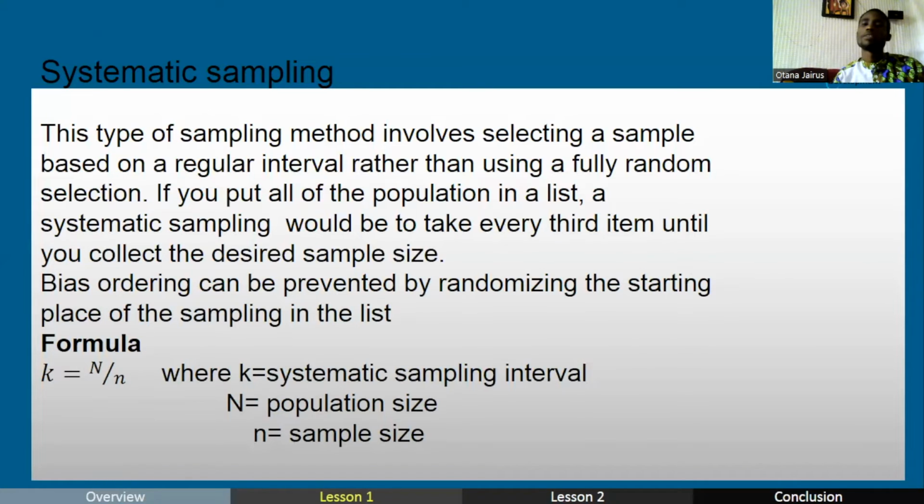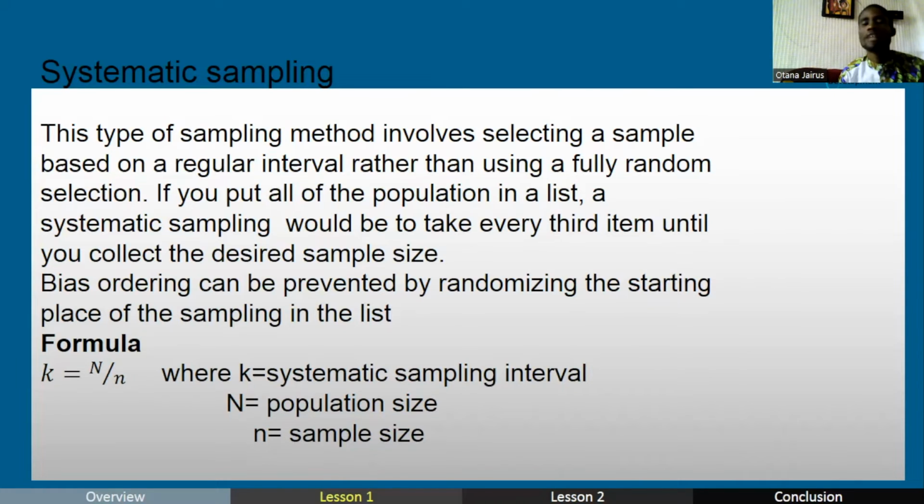The last type of sampling we call systematic sampling. In systematic sampling, this method involves selecting a sample based on a regular interval. Rather than using a specific random selection, here we use a regular interval. For example, you can put a population in a list and decide to select every third member from that list until you have acquired the desired sample size. So when you select every third member until you reach the required sample size, that's what we call systematic sampling.